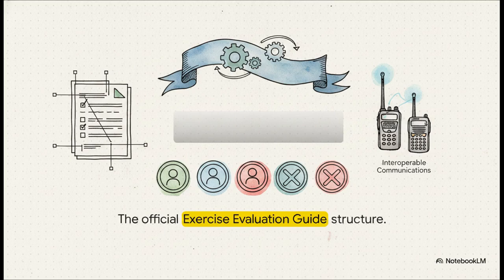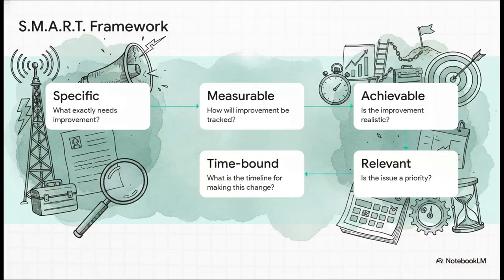As a registered evaluator, you're going to use this formal guide to systematically assess capabilities, things like interoperable communications. It's a great tool because it forces you to neatly categorize whether critical tasks were performed, and ultimately, if the overarching objectives were actually met. Now, when you're out there identifying areas for improvement, I want you to always apply this 5-step SMART framework. It ensures your feedback is highly practical.